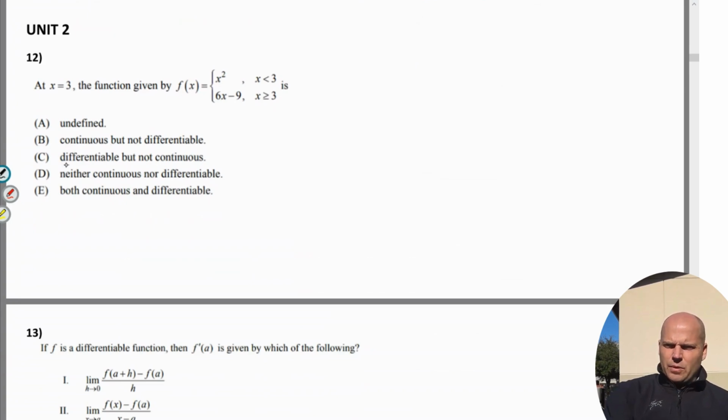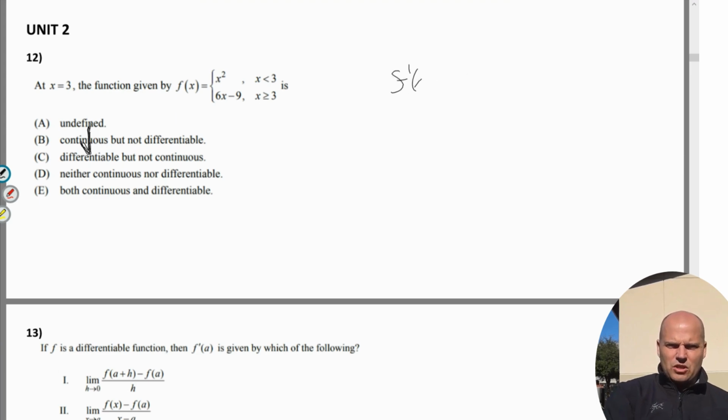They challenge you to understand what differentiability means. Differentiability means not only do we meet up, or are continuous, but we meet up smoothly. This is the idea of when we not only check by plugging in 3 into both, and we get 9 equals 18 minus 9, 9. So we are continuous. Cool. So that checks out.